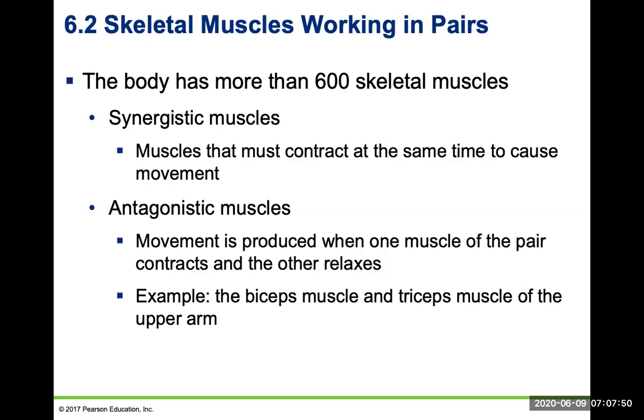Some muscles are synergistic, which means they must contract at the same time to cause movement. And some are what we call antagonistic, where the movement is produced when one muscle of the pair contracts and the other relaxes. An example of an antagonistic pair are your bicep muscle and your tricep muscle. Your bicep is on the front side of your upper arm, the triceps is on the back, and the biceps will contract and flex your arm when the triceps relaxes.